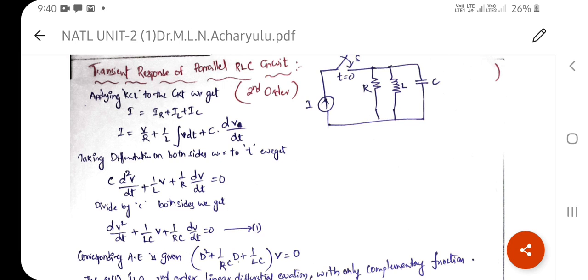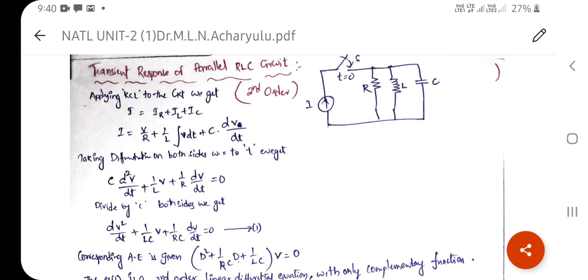We look at how the current passes through the resistance, inductance and capacitance, applying Kirchhoff's current law here. This is the nodal voltage method, which is a second order system. The total current is the combination of the currents flowing through R, L and C. Therefore I is equal to IR plus IL plus IC.